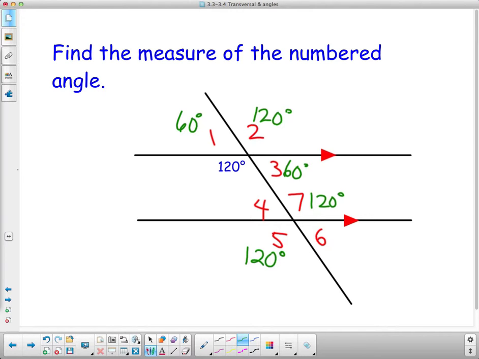Okay. How about 4 or 6? Jake, I know you know what we're doing. Can you give me angle 4 or 6? 4 is 60. Okay, reason? Uh, linear pair theorem. Jamie, how about angle 6? Reason? Okay, vertical angles. Okay, seems like you have the basic idea.